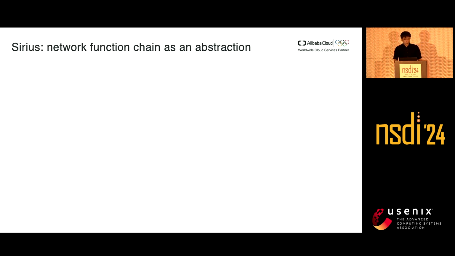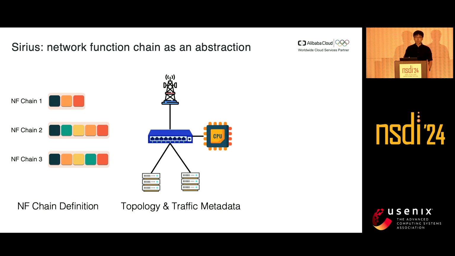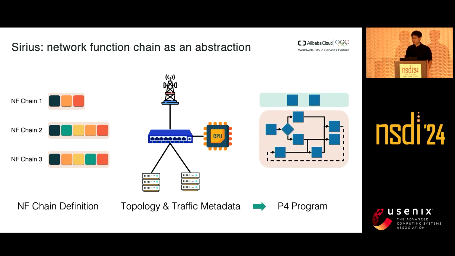So here we propose Sirius that serves network function chain as abstraction rather than the traditional P4 pipeline abstraction. So the input of Sirius is first the NF chain definition, and second is the edge gateway's topology and traffic metadata. So by taking these two inputs, Sirius is able to synthesize a P4 program that runs on CPU and the ASIC separately.